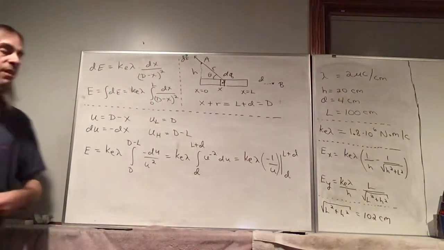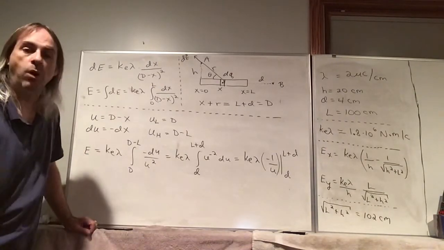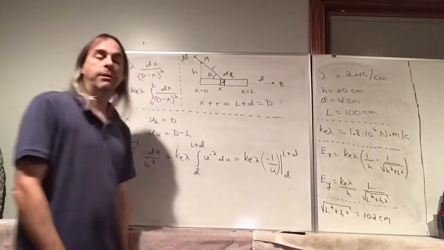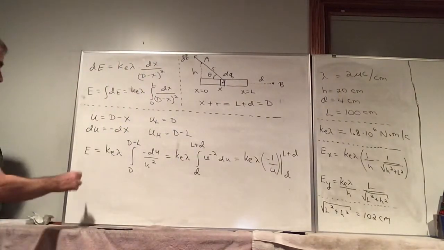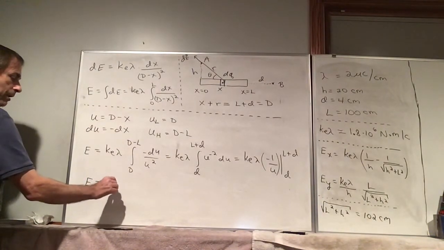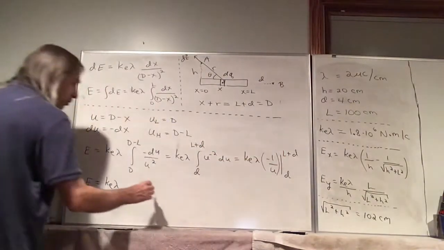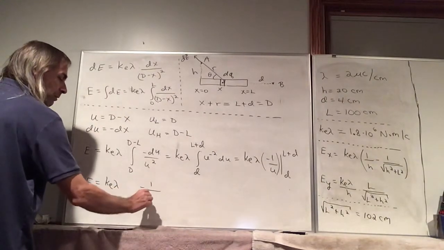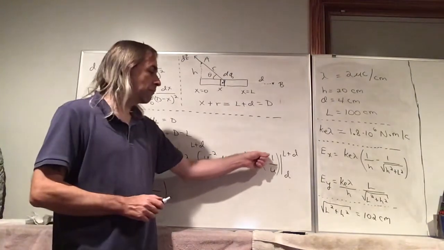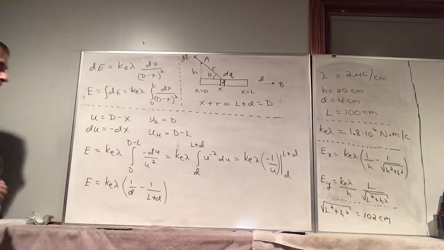So the integral of u to the -2 is u to the -1 divided by -1. So u to the -1 is 1 over u, and then we have that -1. So the electric field is going to be Ke lambda. And so we're going to have -1 over L plus d, and then minus -1 over d.